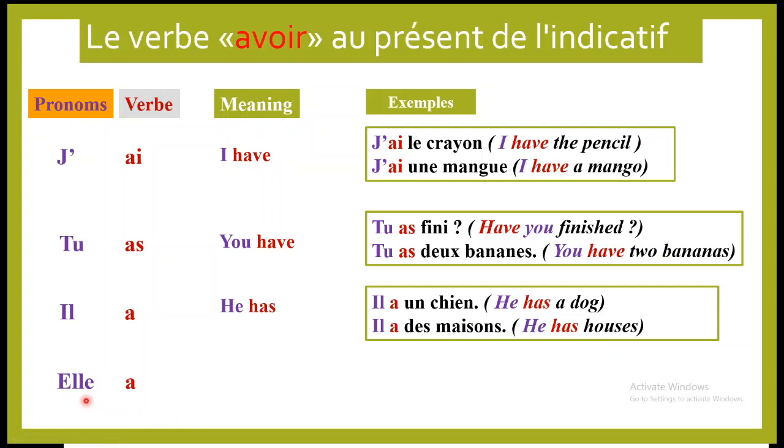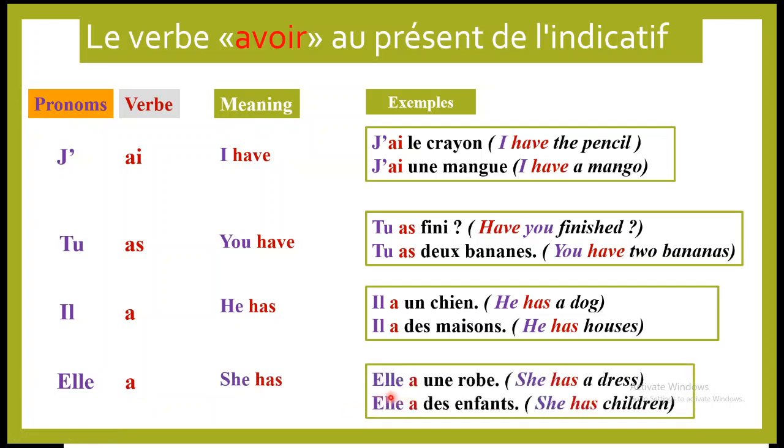Elle a. She has. Elle a une robe. She has a dress. Elle a des enfants. She has children.